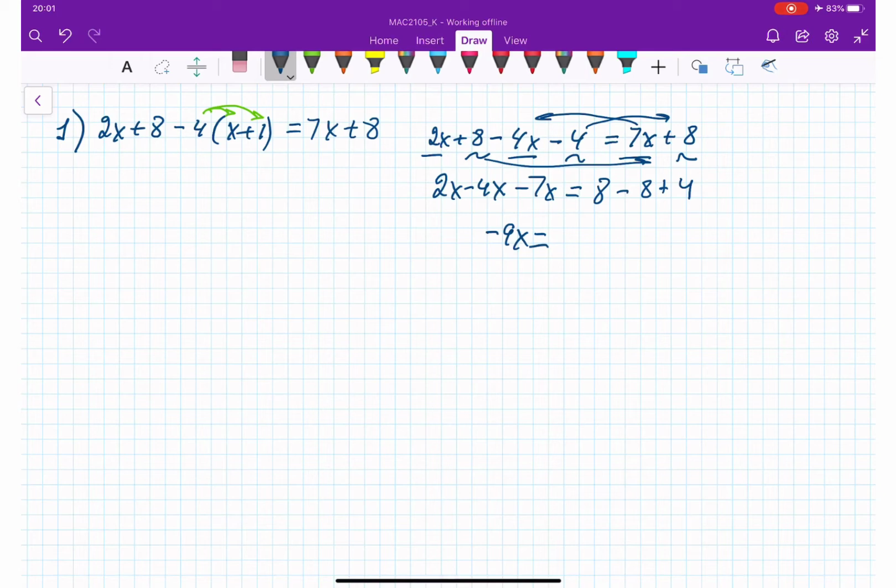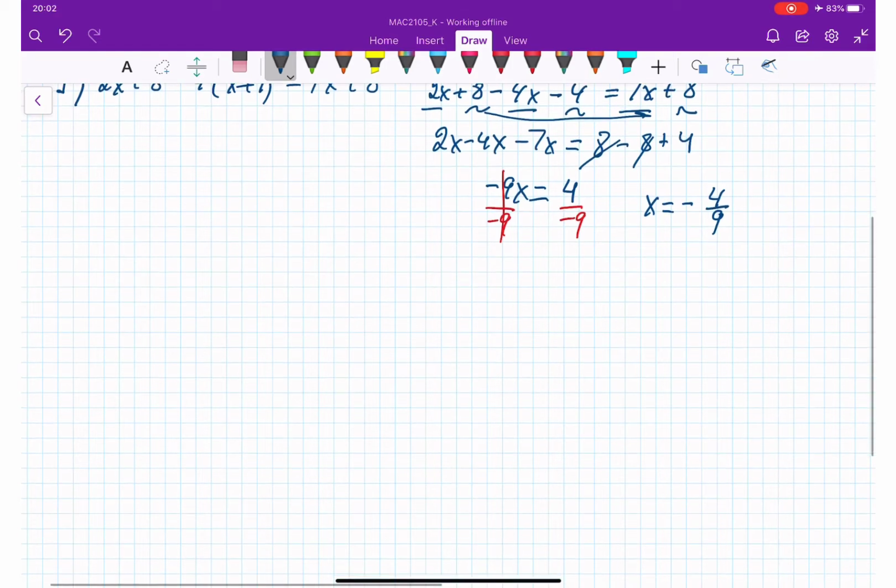equal 8, and 8 is gone. We have here left only 4. So to get x, we need to divide by negative 9, and x is equal negative 4 over 9.